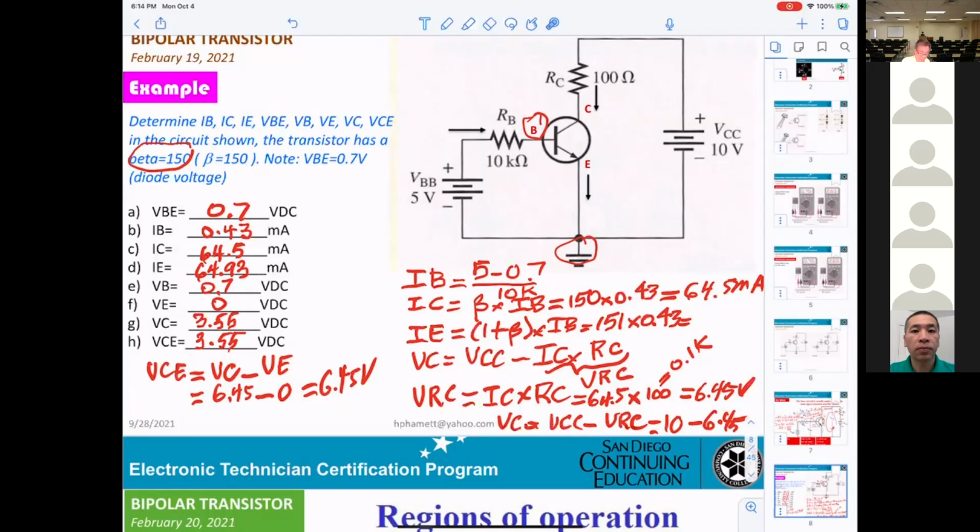Okay, any more questions up to this point? We go through step by step, to make sure it's clear for everyone.